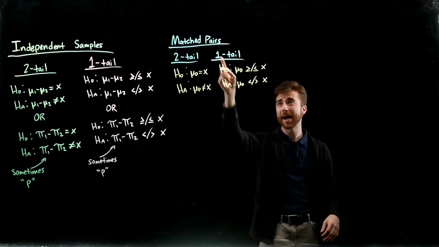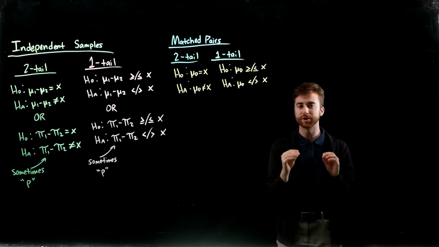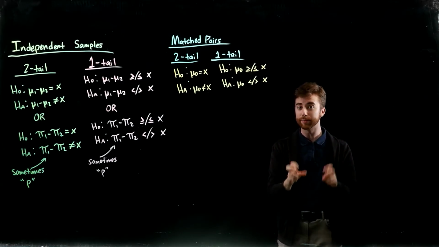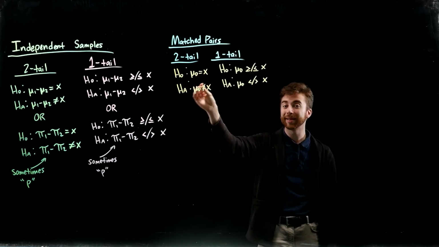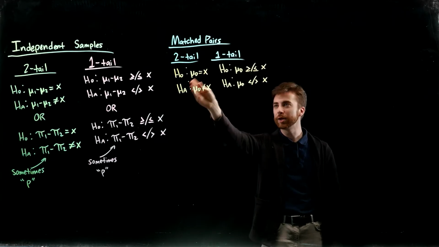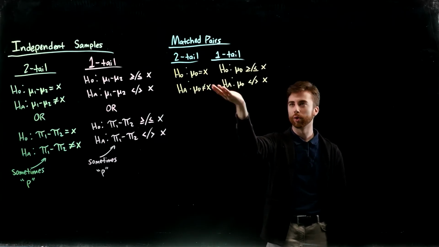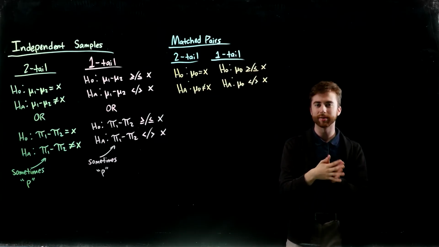Whenever we're talking about a matched pair, because the mean difference between those two samples is called d bar, like we talked about at the beginning of the video, we're saying mu d. So the population average difference is equal to a number, not equal to a number, or it's the one-tailed less than, greater than mentality as well.